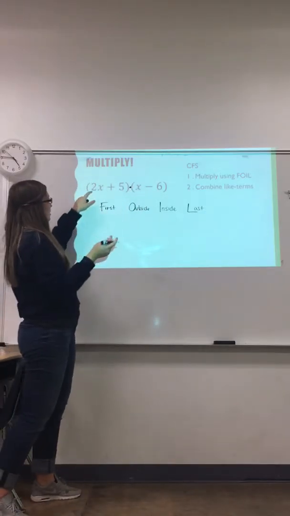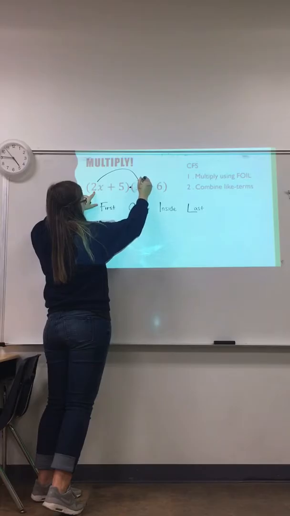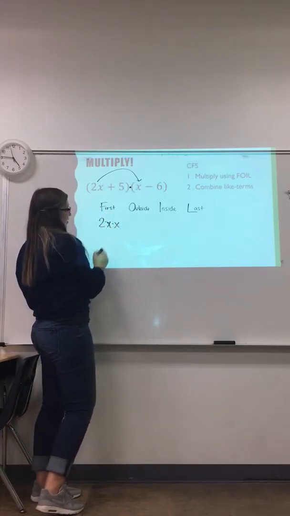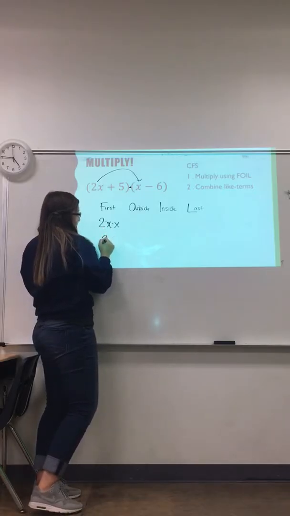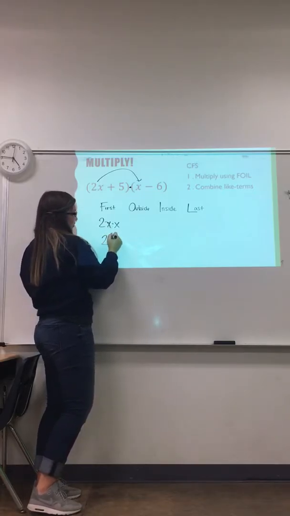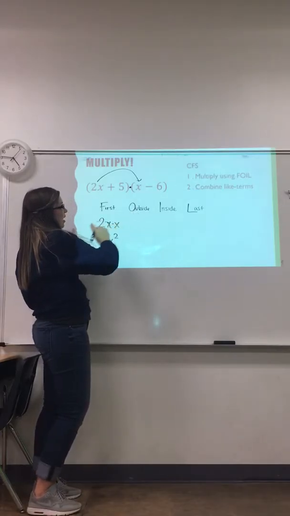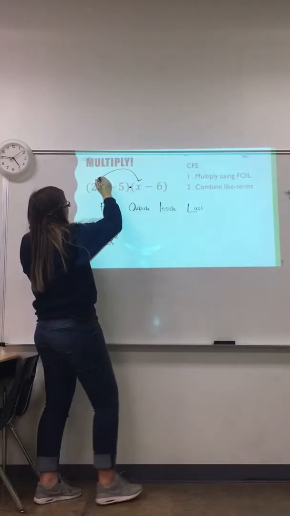All we're going to do is multiply. So first, 2x times x, x times x. 2, and then x times x, we can actually write that as x squared. O stands for outside, so like the bread of our sandwich.